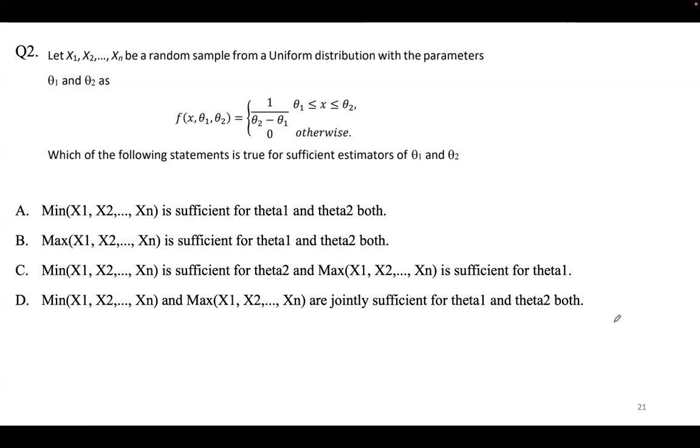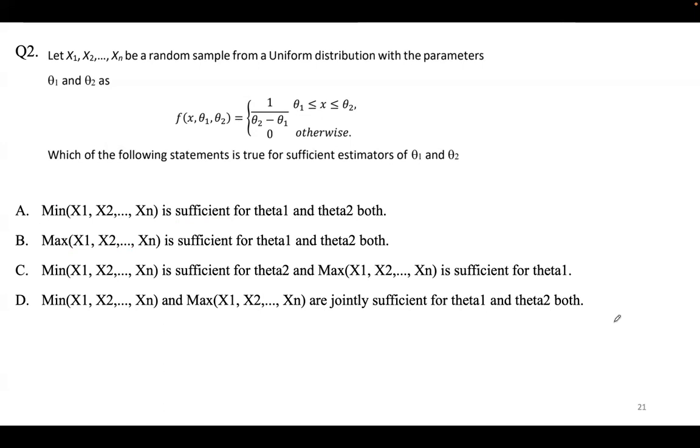So here we have a random sample from a uniform distribution. It's the way you typically write a uniform distribution, with A and B, or theta 1 and theta 2. So which of the following statements is true about the sufficient estimators?